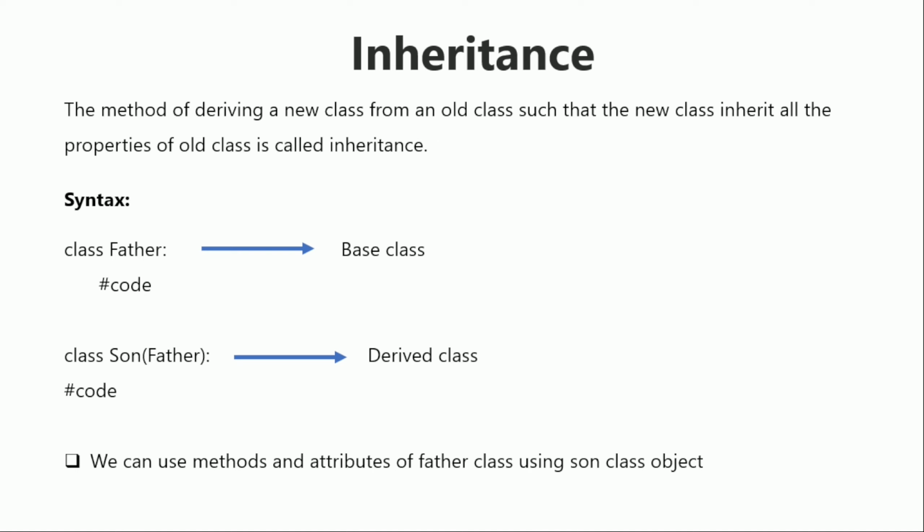Now when you derive a class from its base class, you are able to access the variables and methods of the parent class and child class by creating a single object for the child class. So this is the method of inheritance. We can use methods and attributes of the Father class using Son class objects. That's what I have said right now.